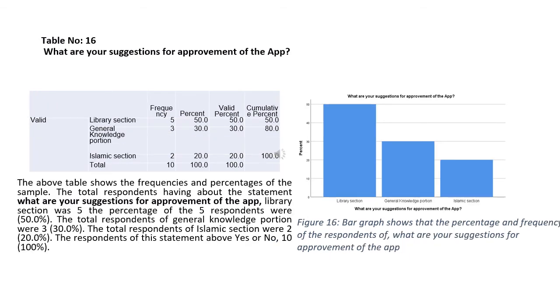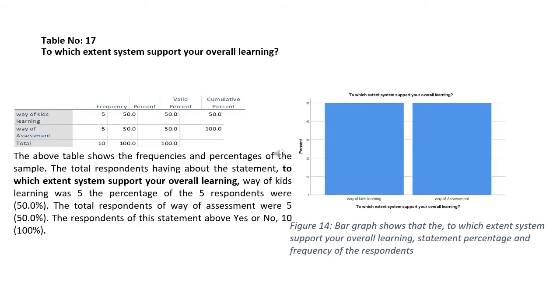Table number 16. What are your suggestions for improvement of the app? Most of the respondents said the library section, then the general knowledge part, and then the Islamic section. Table number 17. To what extent does the system support your overall learning? The first option is the way of kids learning and the second is the way of assessment. Basically in this slide, most of the respondents responded equally.